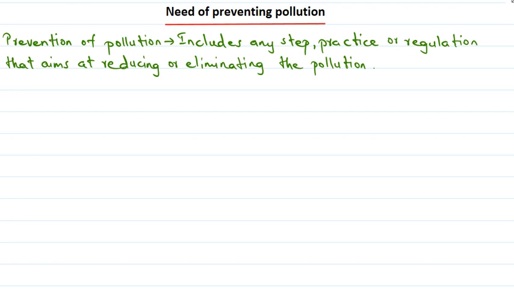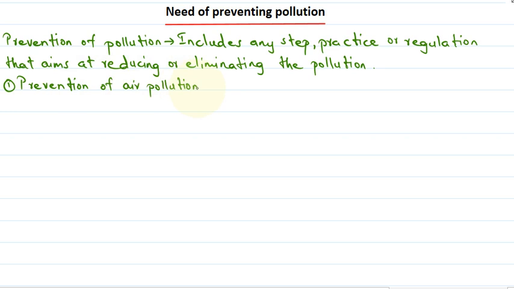We already know that there are four types of pollution, that is air pollution, water pollution, soil pollution and noise pollution, and we will be looking at the prevention of each type of pollution separately. Okay, so let's begin with the prevention of air pollution.